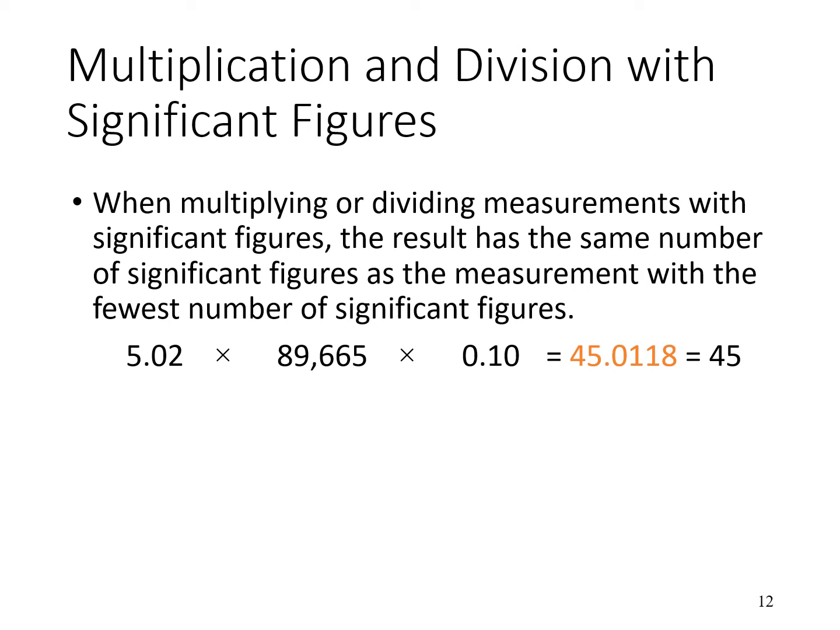Can you multiply these three numbers? What do you do? You take your calculator and plug in 5.02 times 89,665 times 0.10, and your calculator would give you this number right here: 45.0118. But that is not your final answer. Your final answer would be based on the number of sig figs. So how do we decide how many sig figs?